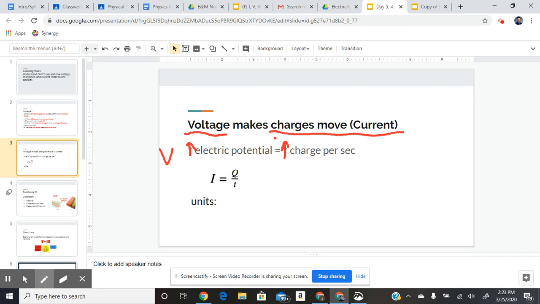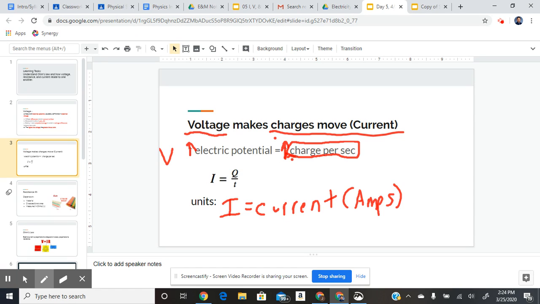The equation we have for current is I equals Q divided by T. I is the letter that we use for current, and we measure that in, I'm sure you're all familiar with this, either amps or amperes, or you can just use the letter A if you're talking about a number. The other thing you can call it is charge per second.